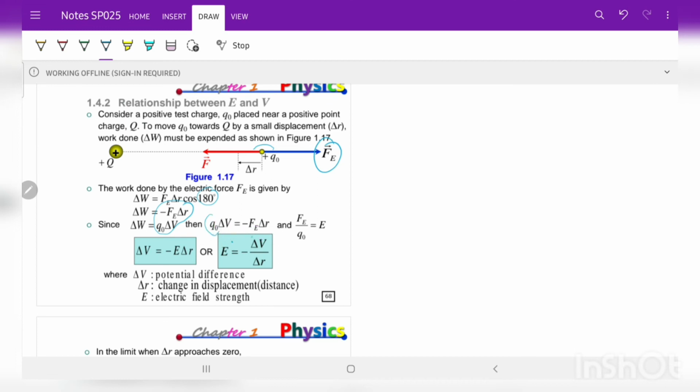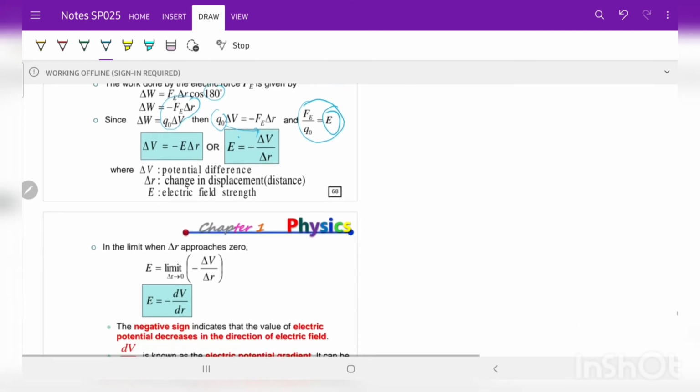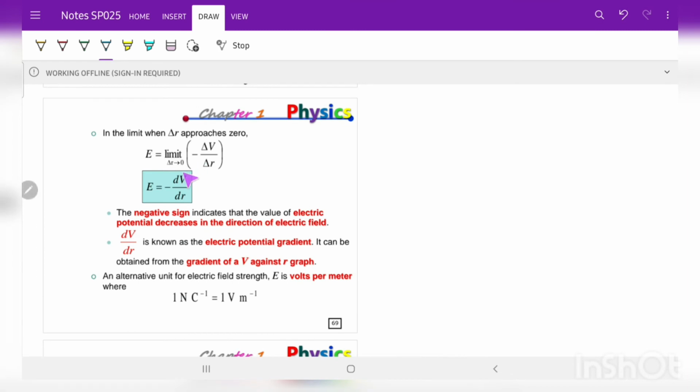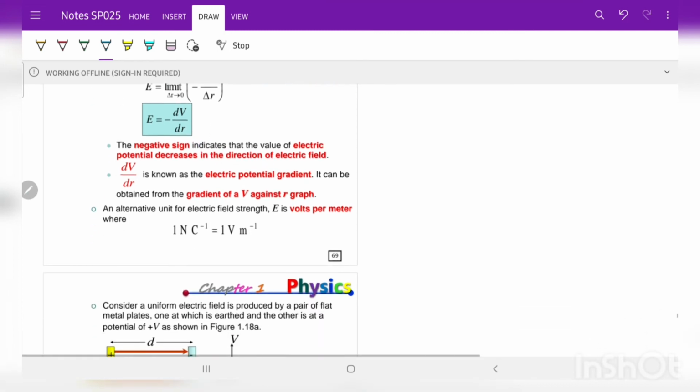If we bring Q0 over to this side and delta R to the other side, Fe over Q0 is E. So delta V equals negative E multiplied by delta R, or if we make E the subject, E equals negative delta V over delta R. If the limit approaches 0, in other words we differentiate, then E equals negative dV over dr. The negative sign indicates that the value of electric potential decreases in the direction of the electric field. It means the farther R is, the more the potential decreases.